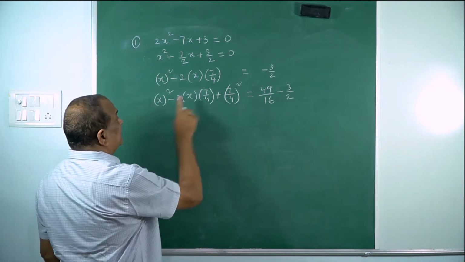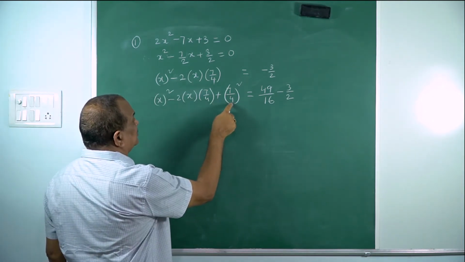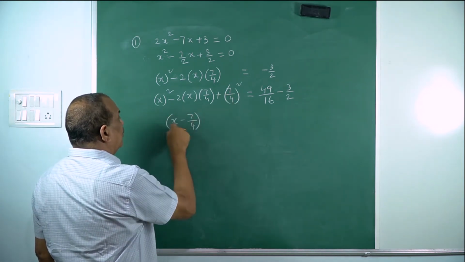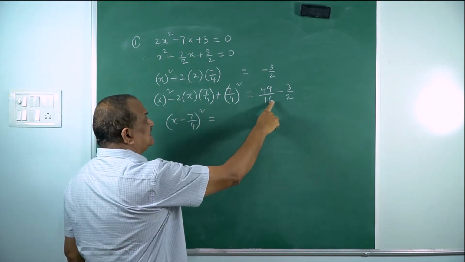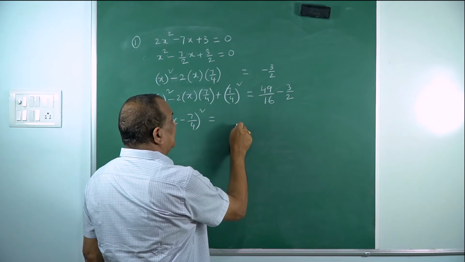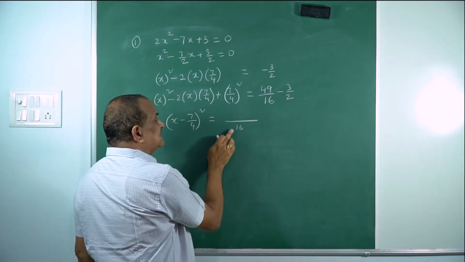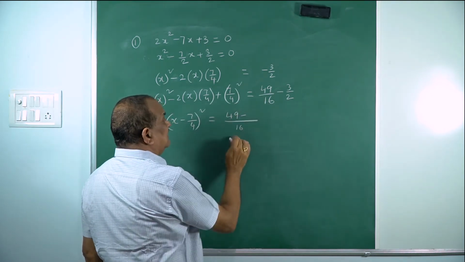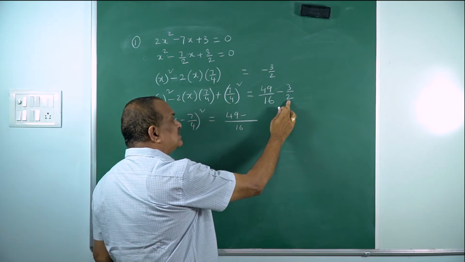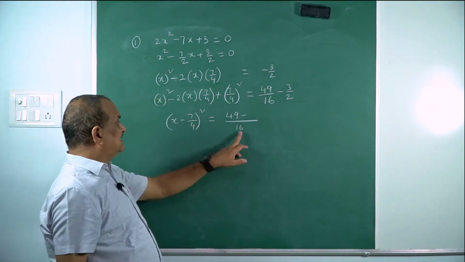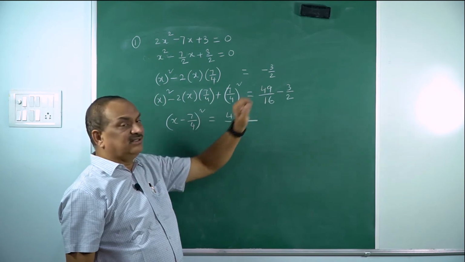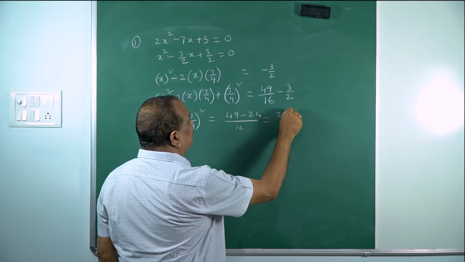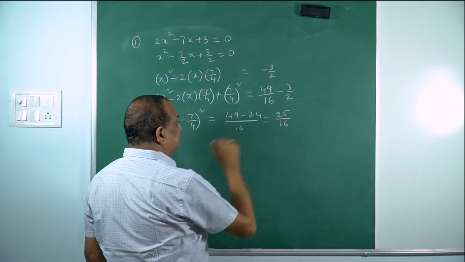So what is this? p square minus 2pq plus q square is p minus q whole square. So x minus 7 on 4 whole square. Let us simplify this one. 16 and 2, LCM is 16. In this 16, this 16 goes one time: 49. In this 16, this 2 goes 8 times. 8 times 3 is 24. And 49 minus 24 is 25 by 16.